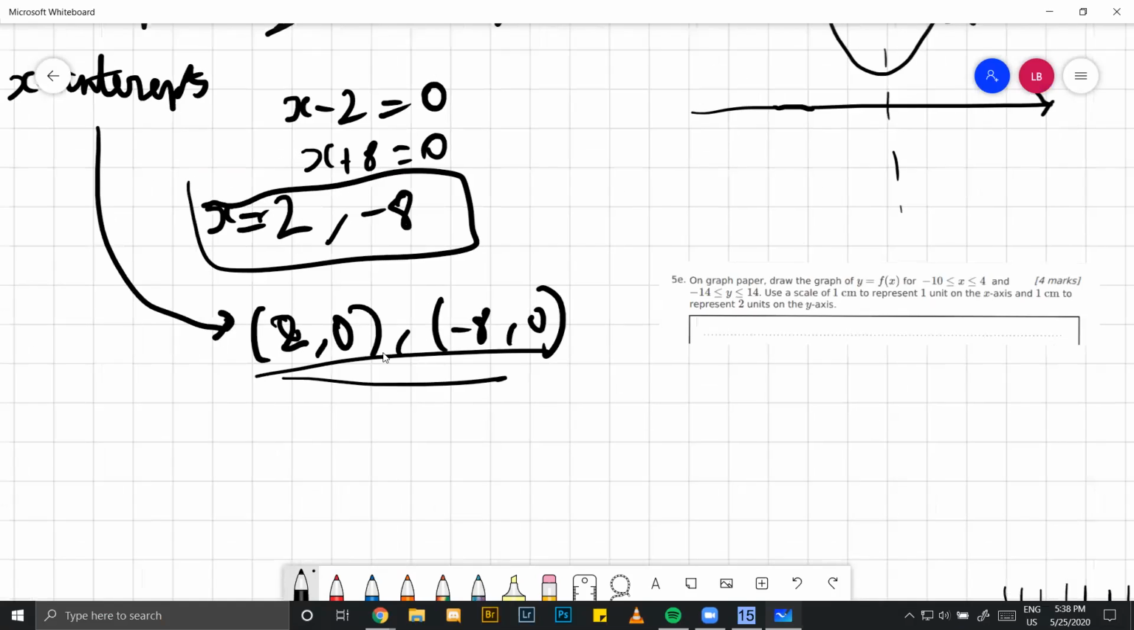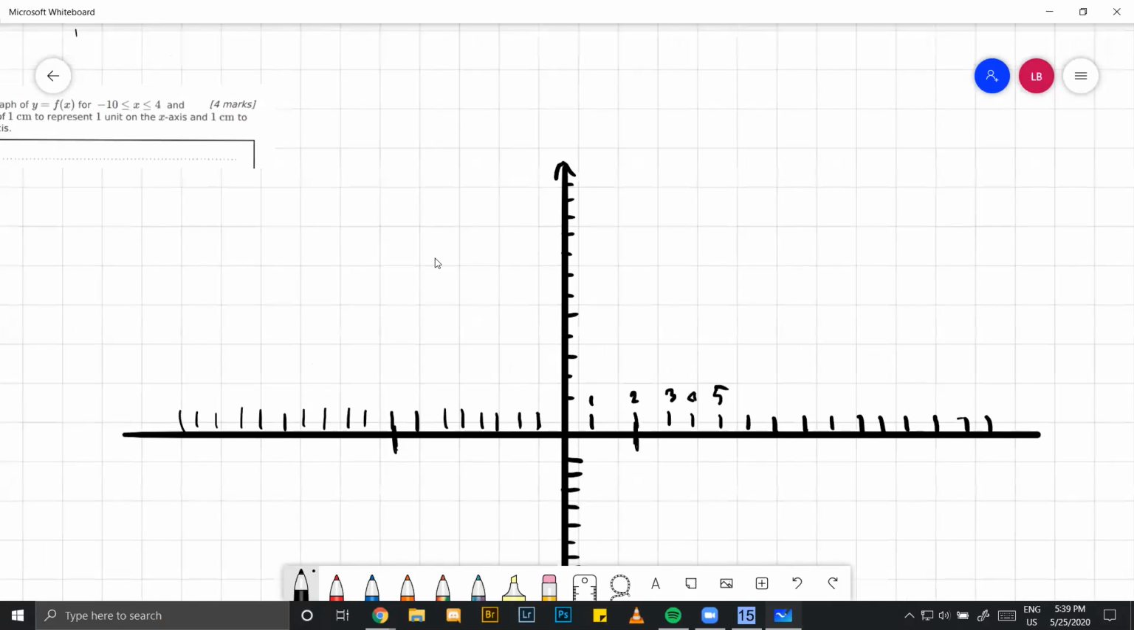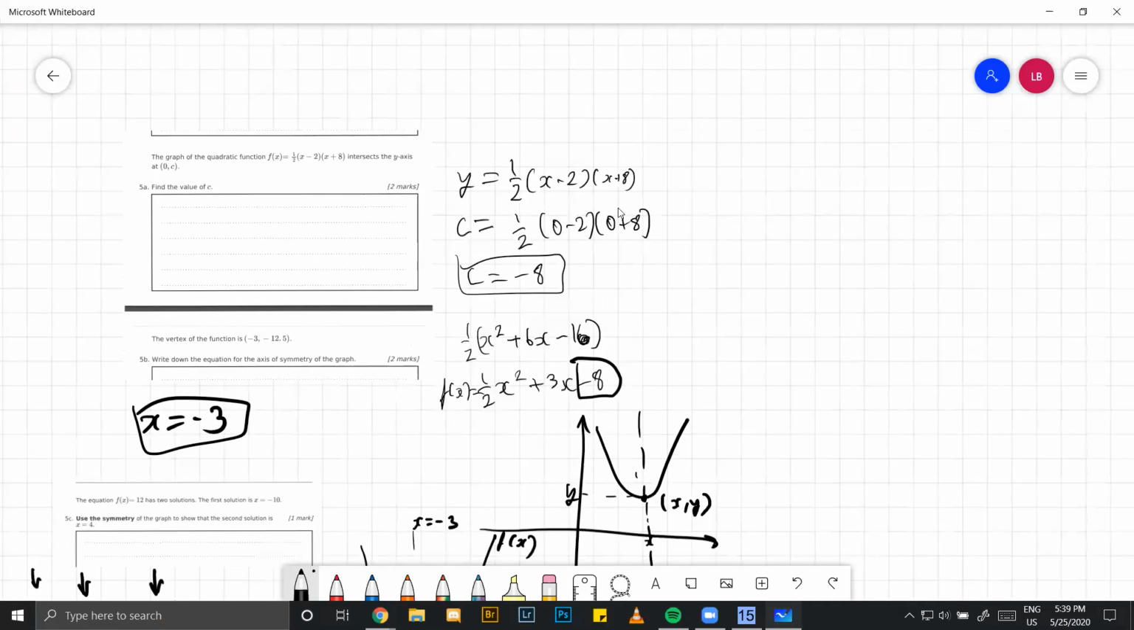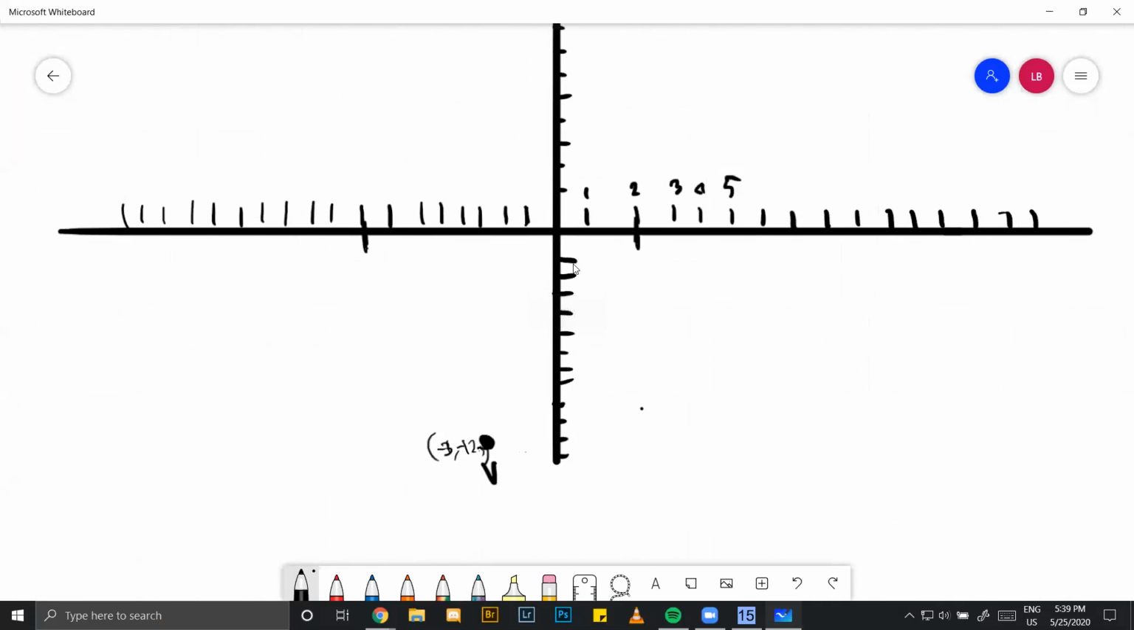Now, what we also know is our x-intercepts. We found our x-intercepts are 2 and -8. So 2 is over here, and -8 is -1, -2, -3, -4, -5, -6, -7, -8, over here. And we also found out the y-intercept a little while back. The y-intercept was -8, so it's over here. We know these pieces of information, and I think that's enough to draw it.